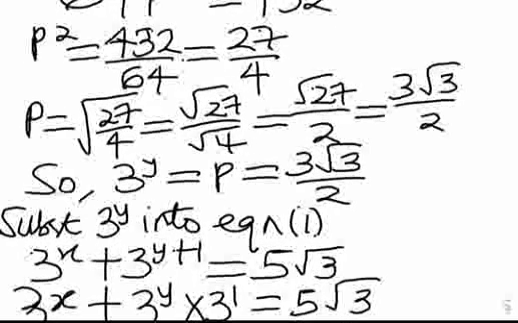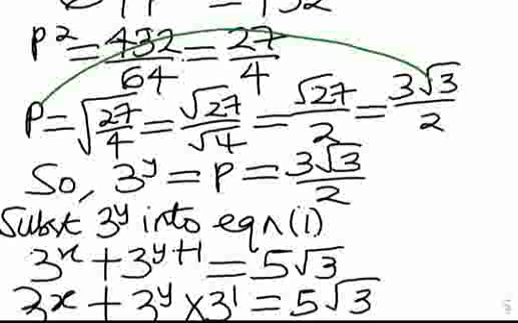432 divided by 64 is equal to p squared. When the whole of this is reduced to its lowest term, you have 27 over 4. Now, to get p, I have to find the square root of both sides, and p becomes the square root of 27 over 4, which splits into this according to the rules of surds. The square root of 4 is equal to 2, while the square root of 27 is reduced. When reduced, it becomes 3 root 3 over 2. So the value for p is 3 root 3 over 2.